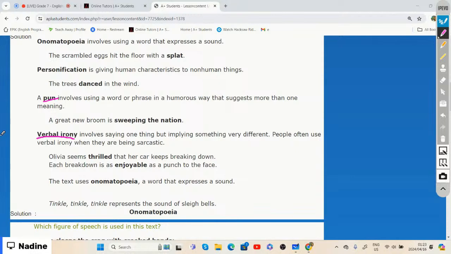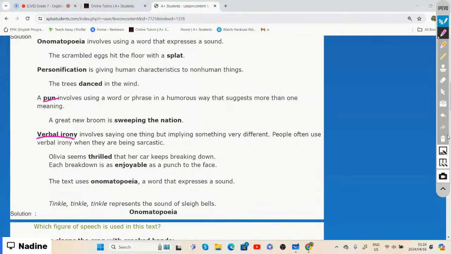All right. And if we look at an example of verbal irony, it says Olivia seemed thrilled that her car keeps breaking down, which means that each breakdown is as enjoyable as a punch to the face.